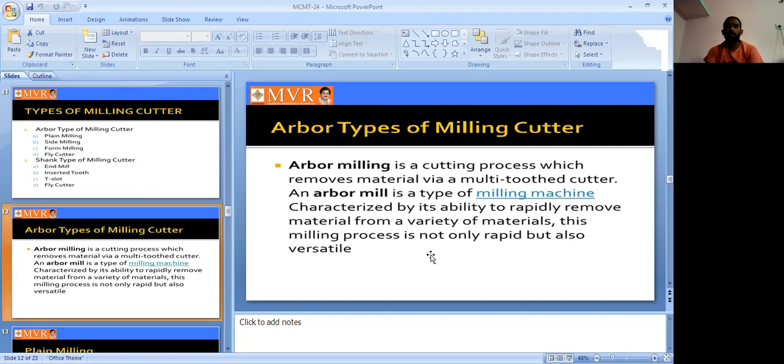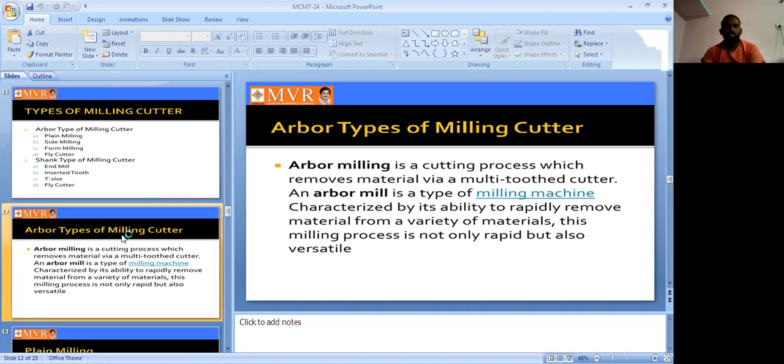Arbor type milling is one of the material removal processes, and we can use multi-toothed cutters here. An arbor mill is one type of milling machine, characterized by its ability to rapidly remove material from a variety of materials. This milling process is not only rapid but also versatile. This is the introduction to arbor type milling cutters.